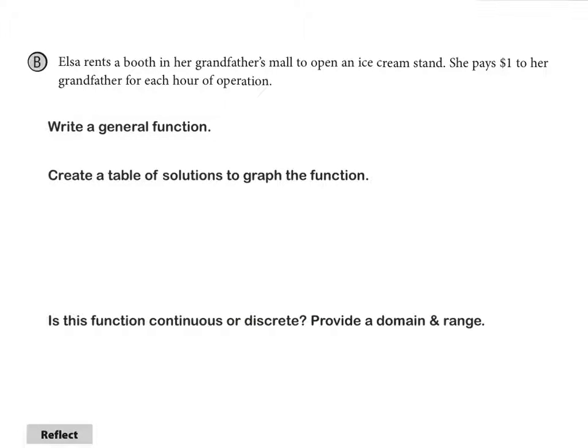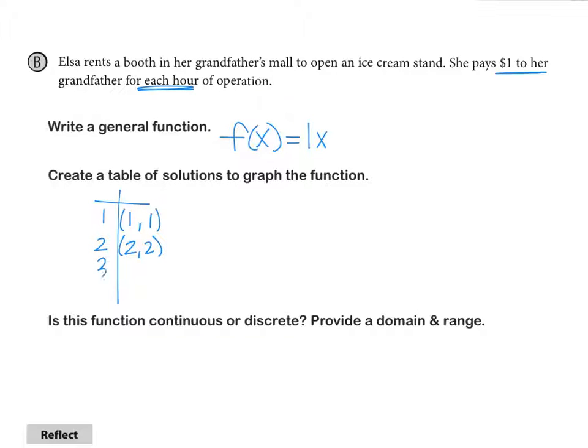All right, in this second example, we're talking about paying $1 for each hour of operation. So when I write my general function, that's just going to be f of x equals 1x, because that's my rate. So when I make my table of solutions, it almost seems silly sometimes to make the table, but if I plug in 1, an hour is $1, so that's going to be 1, 1. If I plug in 2, that's 2, 2.